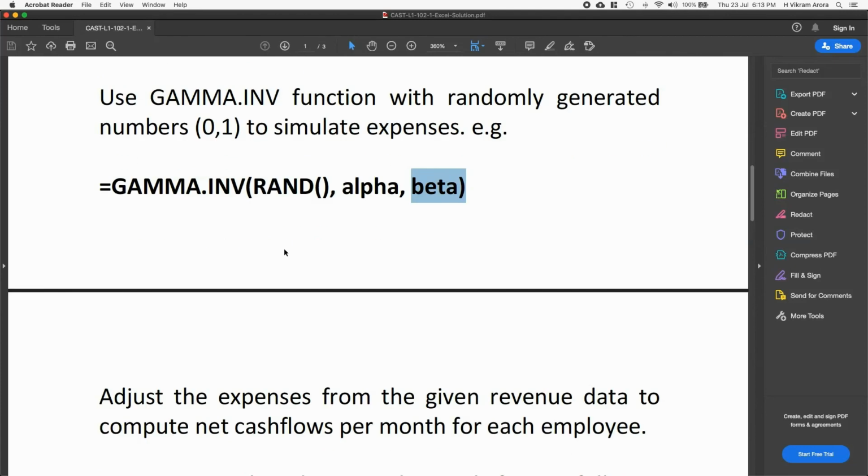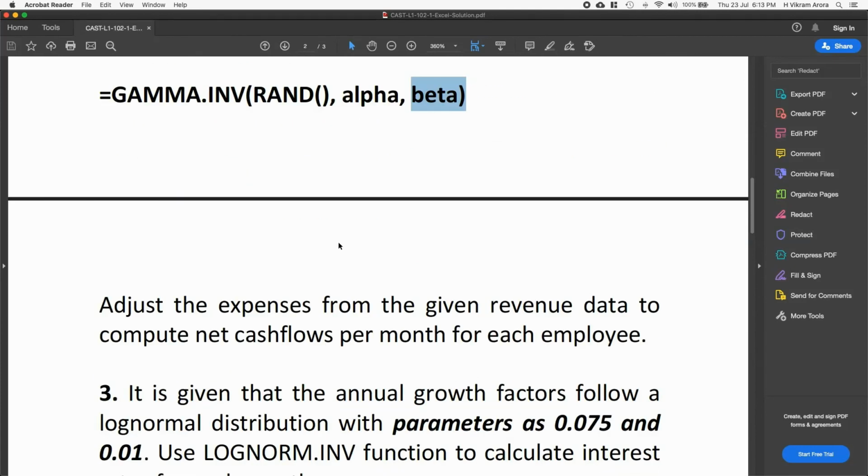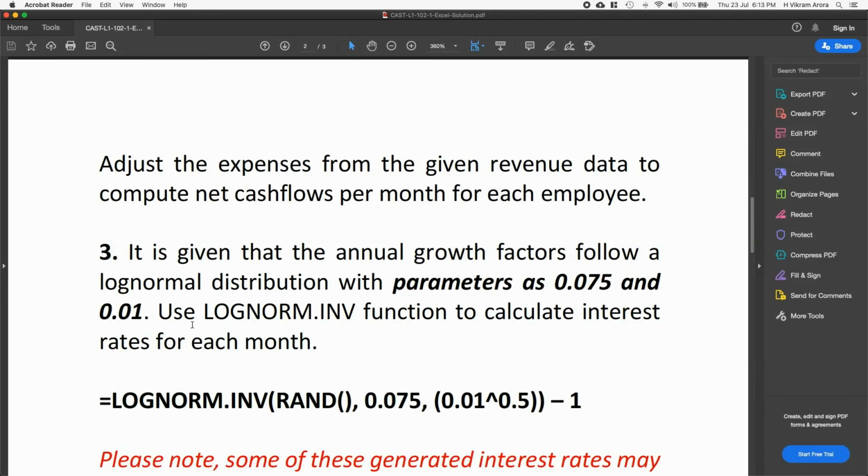Once you have the inverse value, then you have to adjust the expenses from the given revenue data to compute net cash flow per month for each employee. We already have the revenue information. Expenses have been modeled, have been randomly generated. We calculate the net cash flow per month for each employee. So we have data for 14,729 employees and for each month. Then this is your net cash flow that is going to be used.